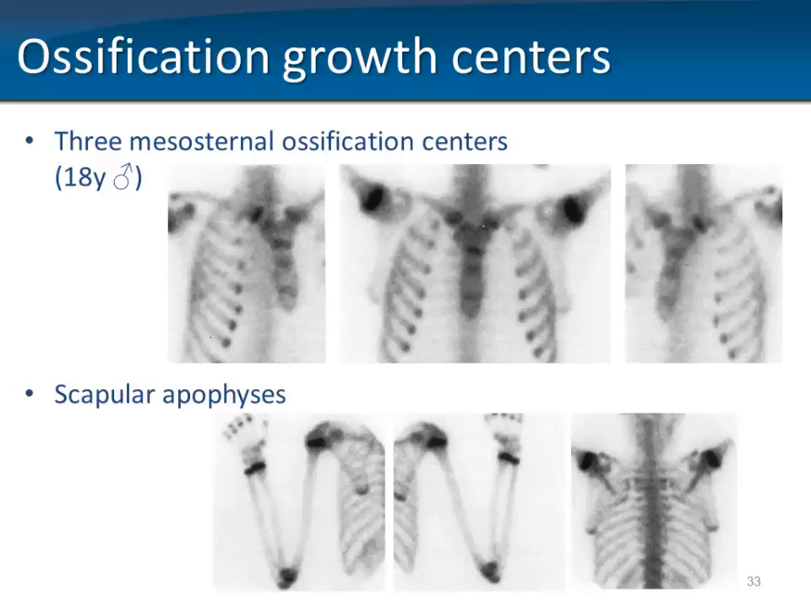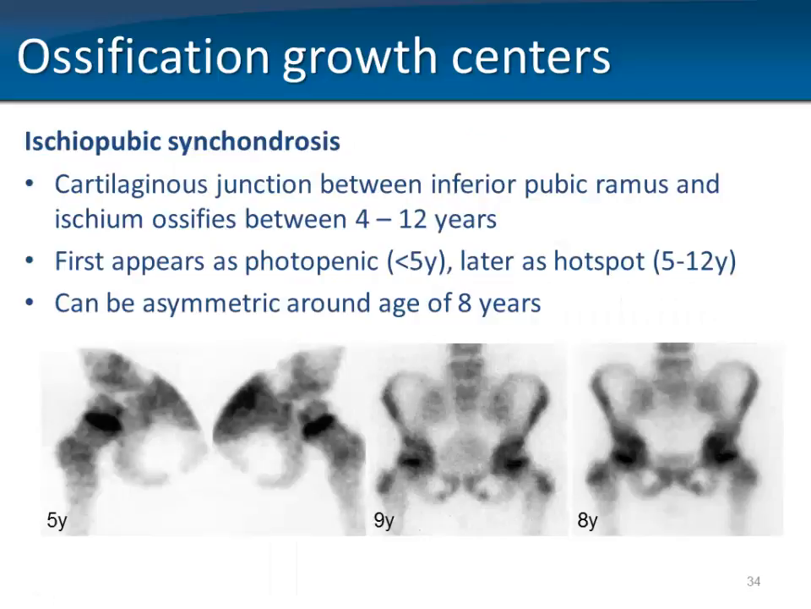One particularly interesting pitfall is the mesosternal ossification centers, because this tends to be visible until, for instance, in this 18-year-old boy, and these kids often come in with pain, which we believe is referred to the chest, but these 3 lines you see here is in fact normal physiology. It has nothing to do with pathology. And likewise, the scapular epiphysis can be seen on bone scan, but it's just physiological.